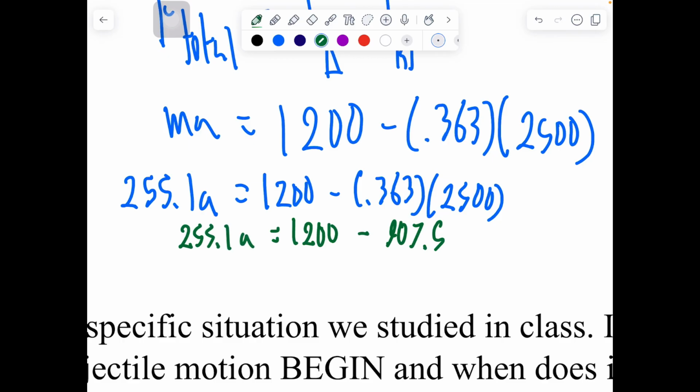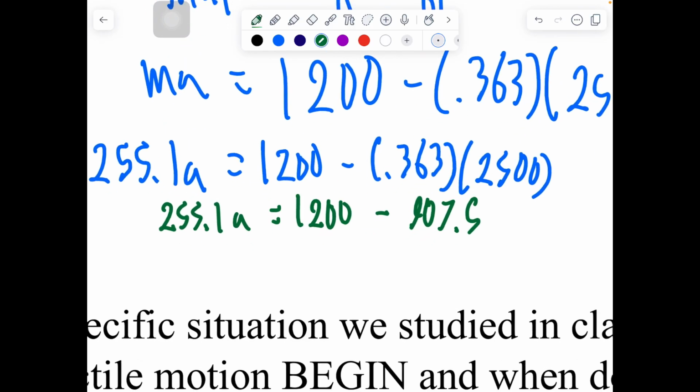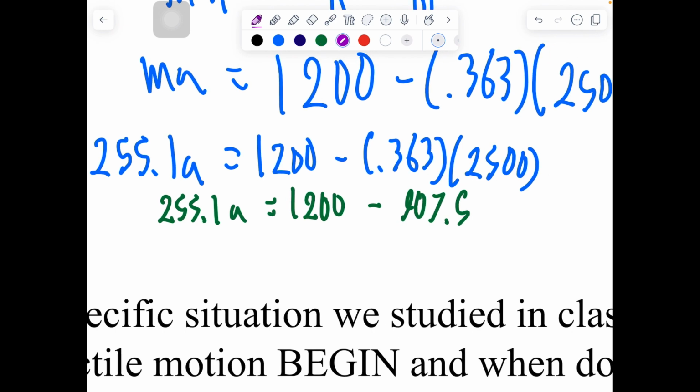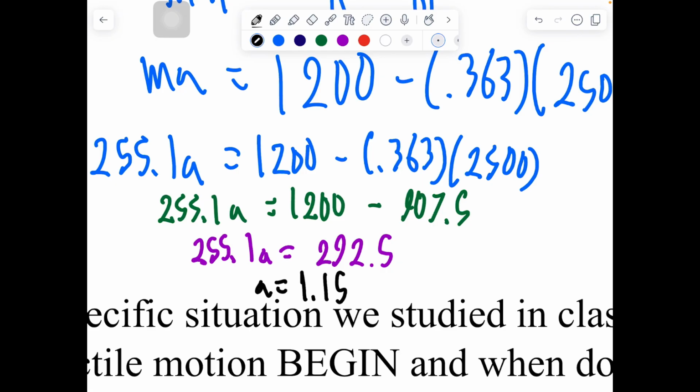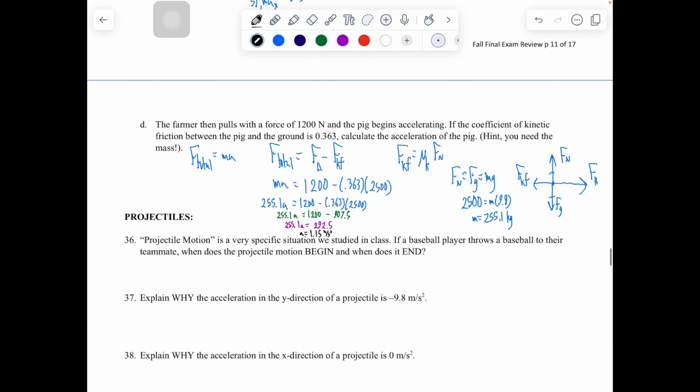1,200 minus 907.5 gives us 292.5 equals 255.1, oh, can't forget a. And then we find the acceleration: 1.15 meters per second squared. Alright.